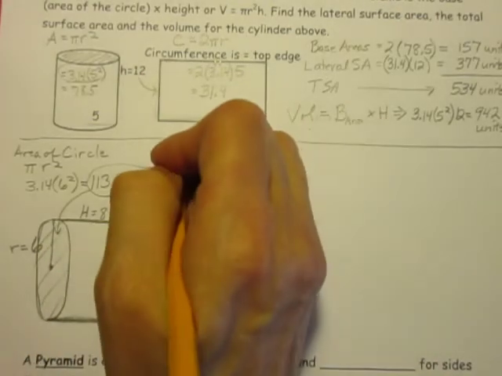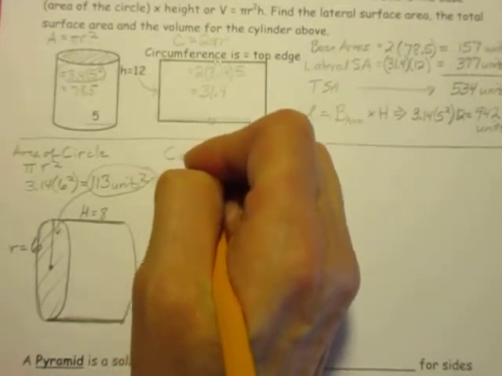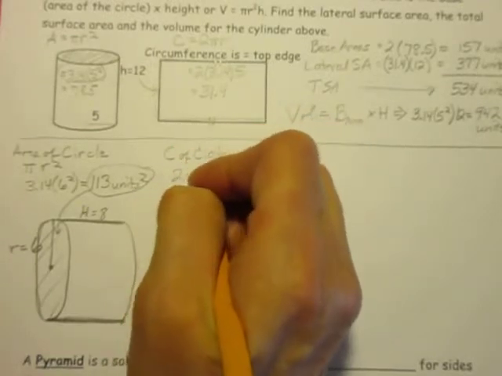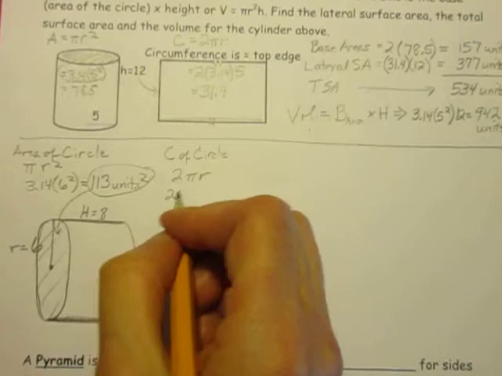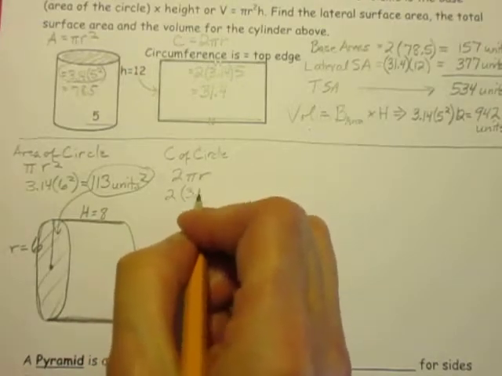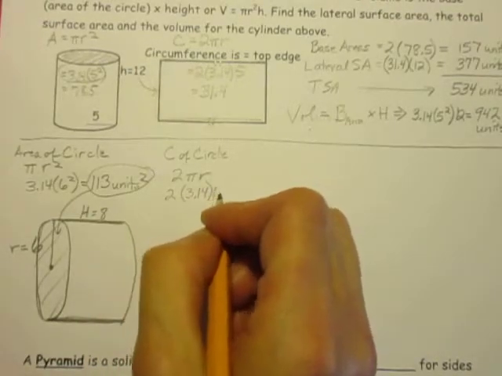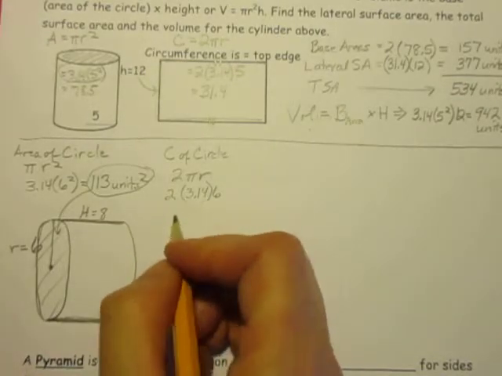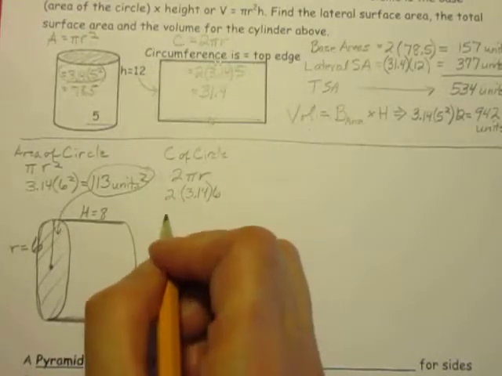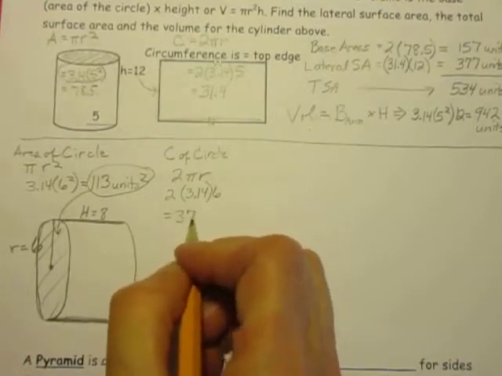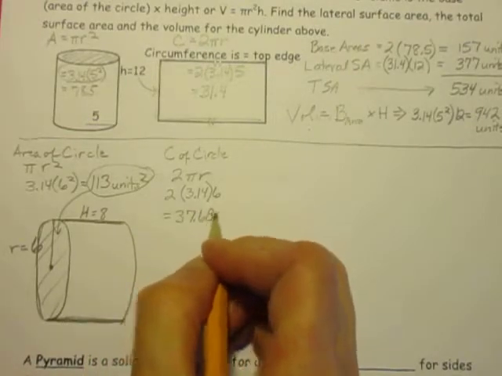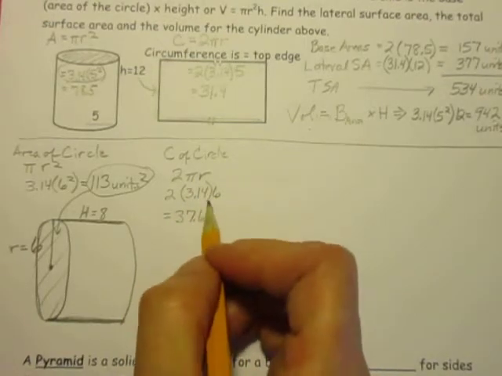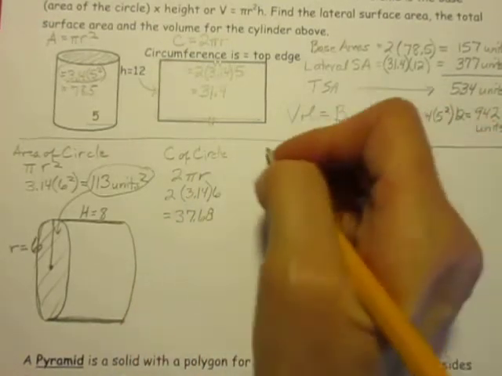Okay, we're also going to be using the circumference of a circle, and that again is 2 pi r. So we're going to plug in 2 times 3.14 times our radius of 6. And that should give us 37.68 for our circumference. So we need each of those things in order to continue on.